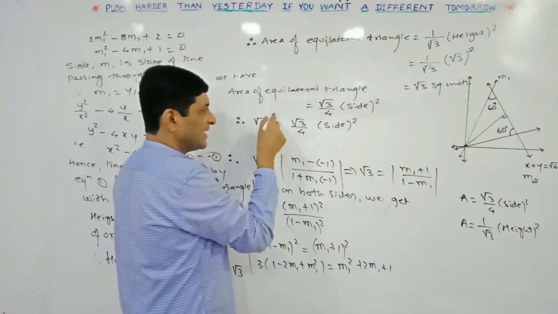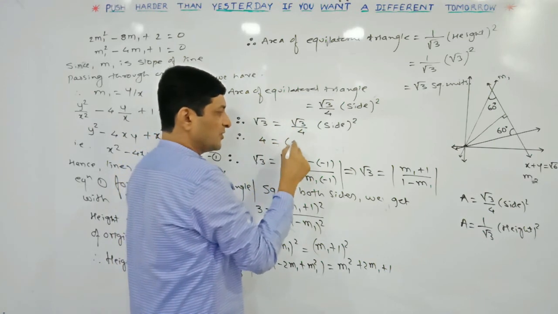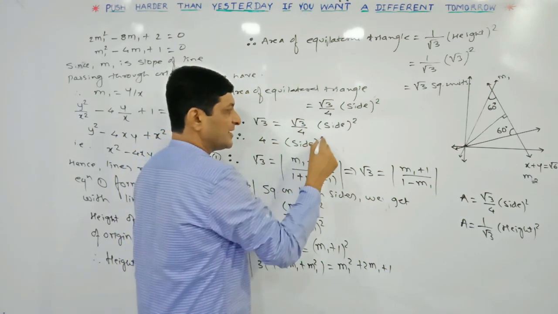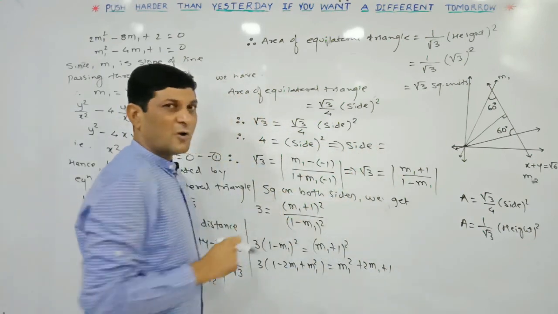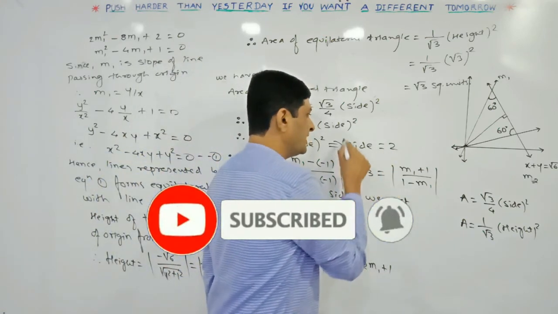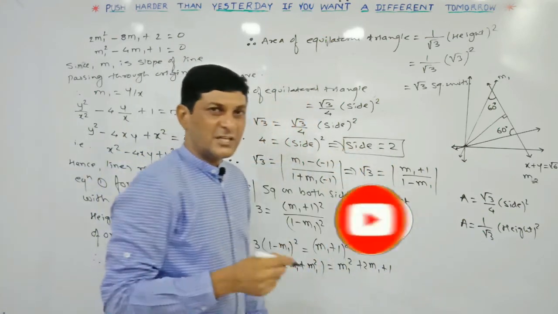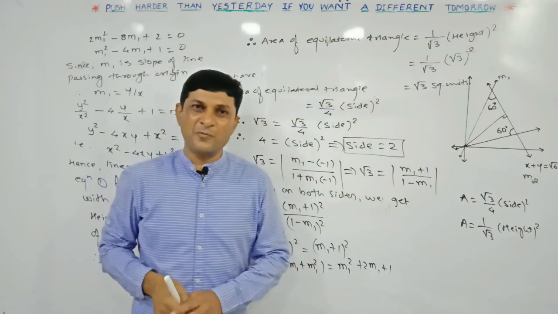So this root 3 and root 3 will get cancelled. 4 into 1 will become 4. 4 is equal to side square, implies that side is equal to, if you are taking square root on both sides, so what will we get here? Square root of 4 will be equal to 2. In this way we have got the side of the equilateral triangle. Once the side is known to us, easily we are able to find out the perimeter.